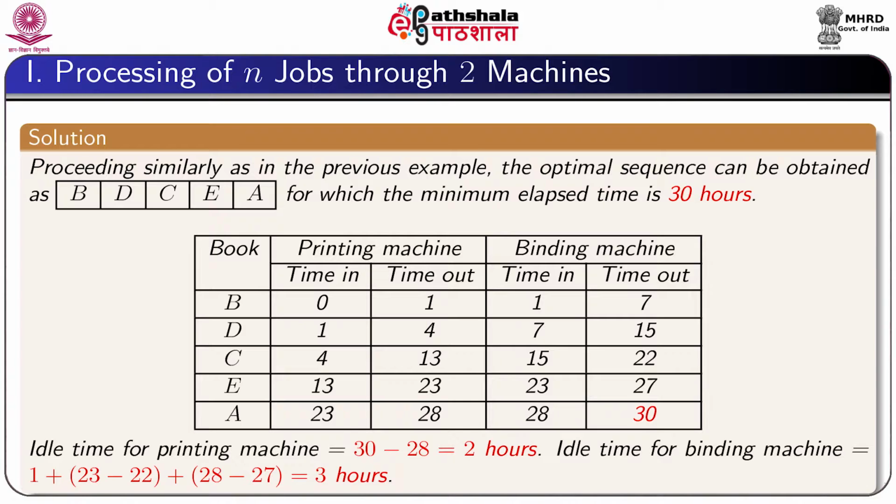and the minimum elapsed time can be obtained by finding out the time in and time out for each machine, the printing machine and the binding machine. And from the table we see that the minimum elapsed time is 30 hours. Idle time for the printing machine is 30 hours minus 20 hours, 2 hours, and idle time for the binding machine is equal to 3 hours.